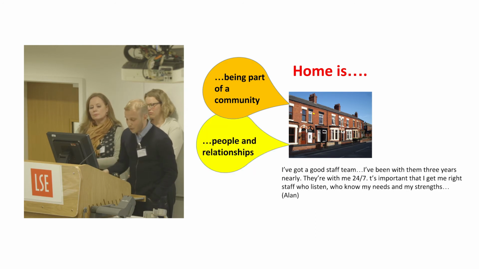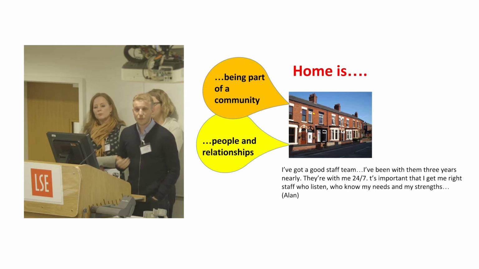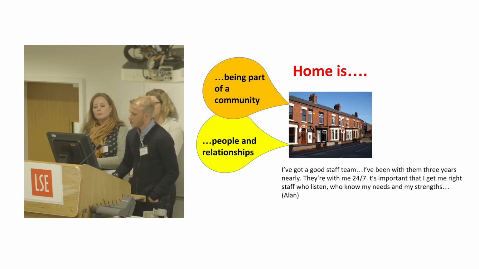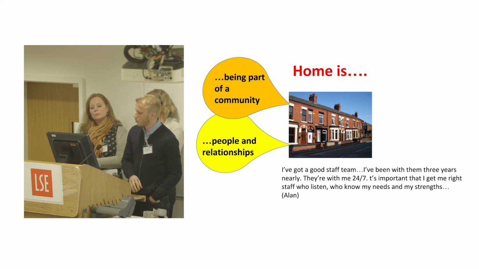Obviously, you would expect that home is also about people and relationships. So many of the people that we talked to perceived positive life outcomes that were overwhelmingly linked to the quality and the stability of the staff team. For example, Alan talked about the fact they had a really good staff team because they've been with him for 3 years, 24/7. "It's important that I get the right staff who listen, who know my needs and strengths."